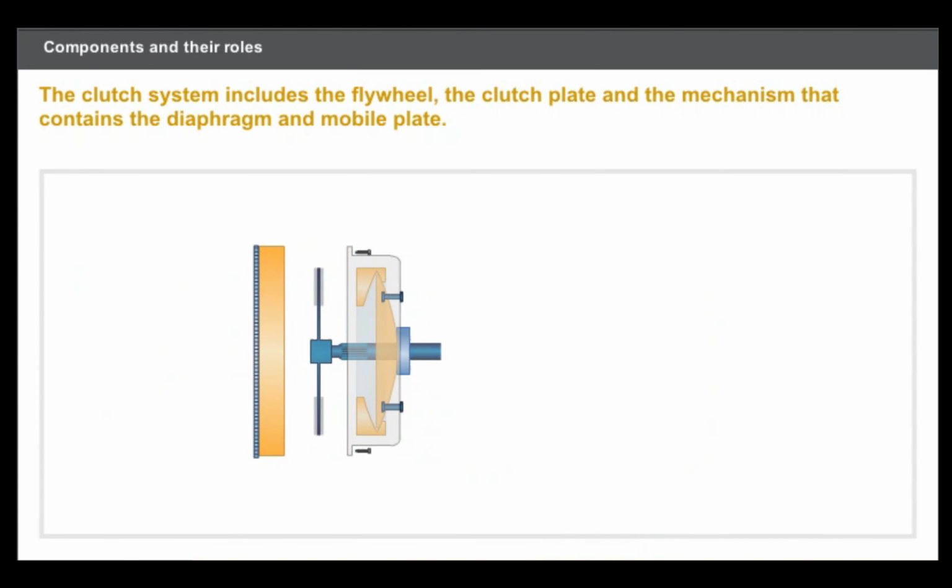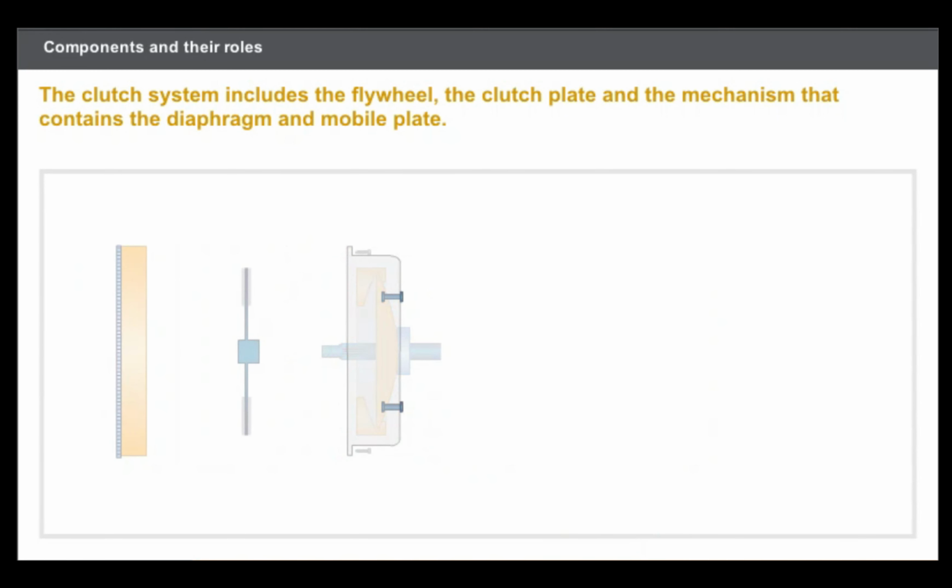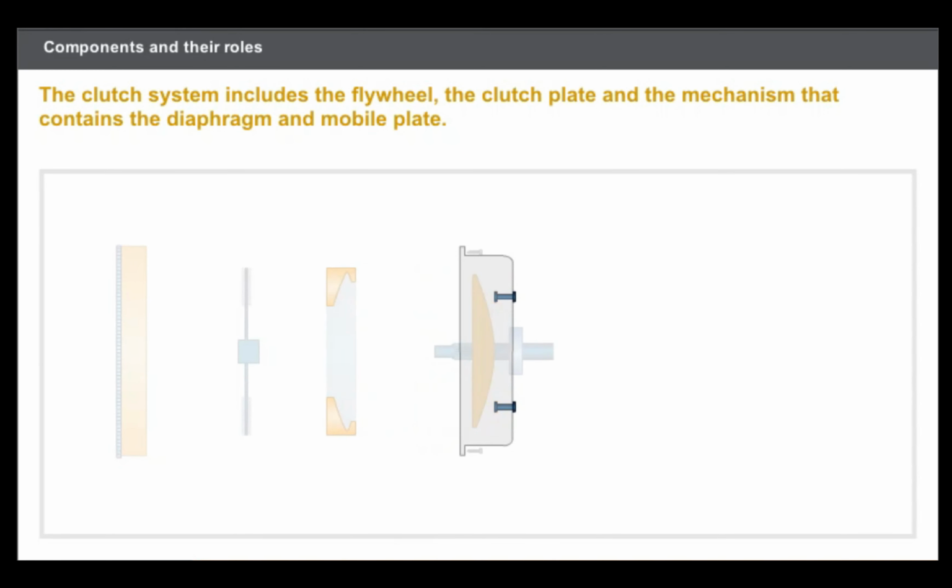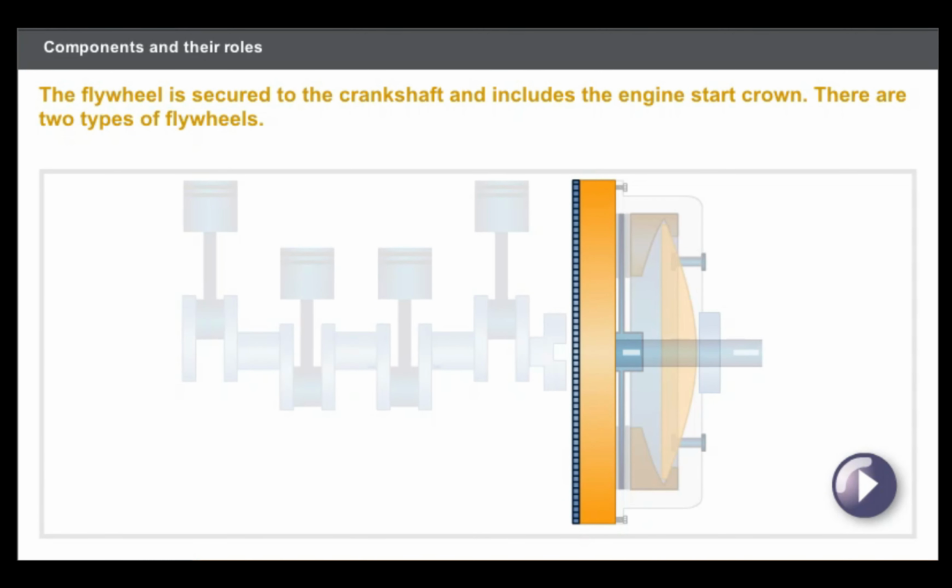The clutch system includes the following components: the flywheel, the clutch plate, and a mechanism that contains the diaphragm and the mobile plate. You can move the mouse cursor over the components to identify them. Now let's look at the details of the function of each clutch system component.